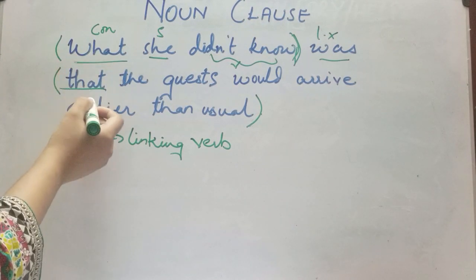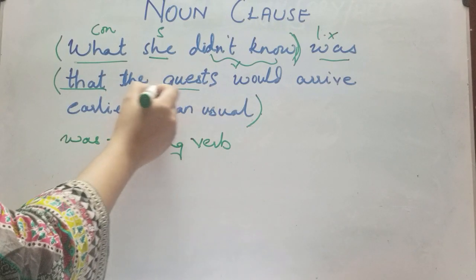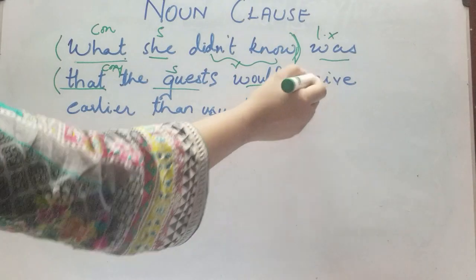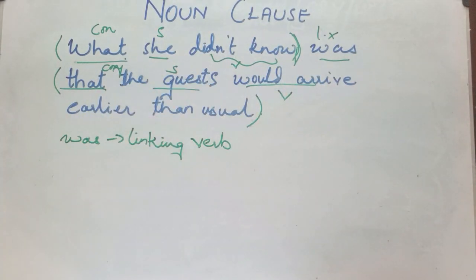That, again a subordinating conjunction. The guest over here is again a subject. Would arrive is acting as a verb. Earlier than usual, the object. So this was a very nice complex sentence, the one that I told you in my pattern earlier. I hope these are clear to you.